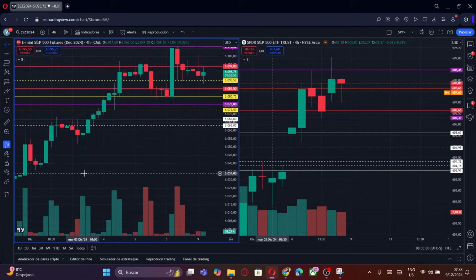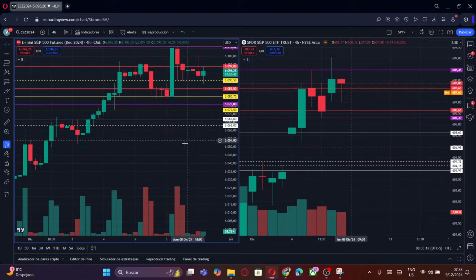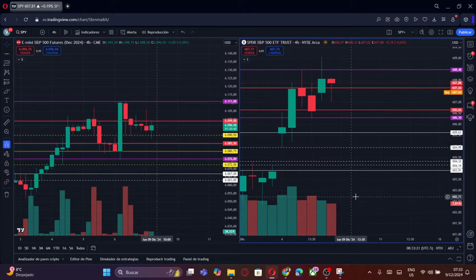So you can continue marking this one, good volume. You can mark the open, the low, this one as well. You can mark the wick here. It can be marked.